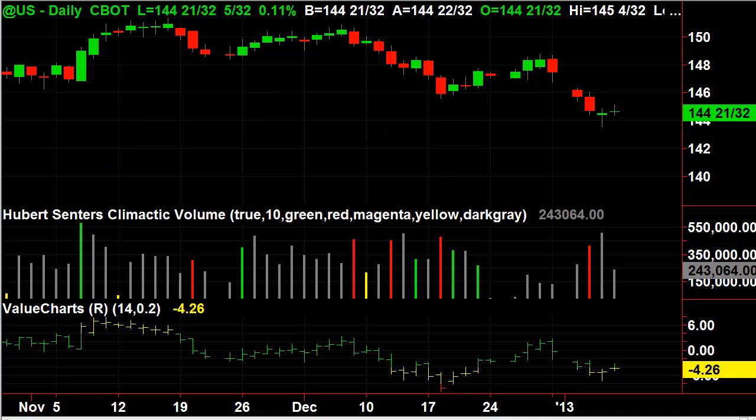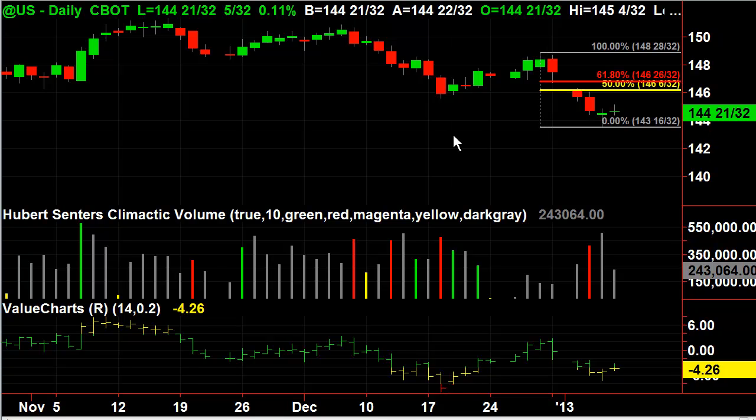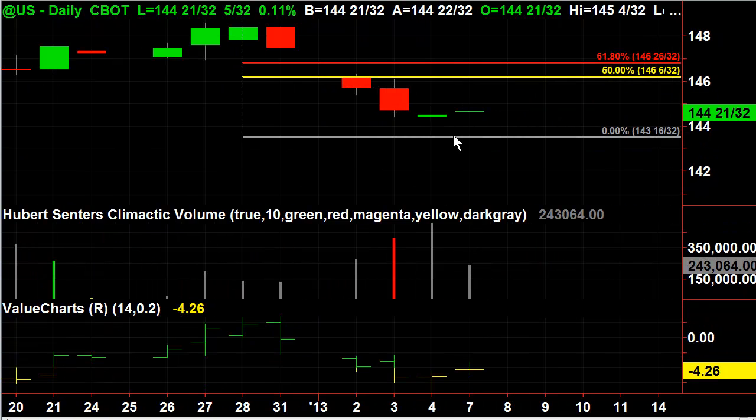All right, so let's take a look at an entry for this particular trade. We're going to draw from this low to that high. What we're looking for on a 50% retracement bounce trade is for bonds to bounce to 146 and 6/30 seconds, and we want to short them in this range between this yellow and red. So we want to short them from 146 6/30 seconds to 146 and 26/30 seconds.